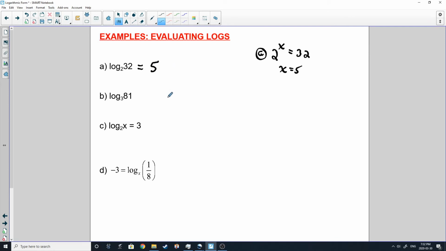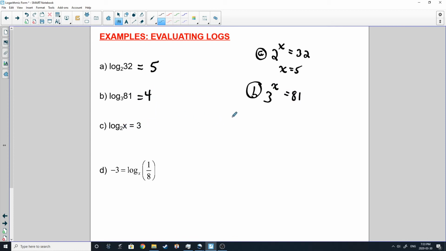Okay, let's do a little bit better on part B here. So again, I'm going to be asking myself 3. So 3 is the base. 3 to some power has to equal the argument. So that's going to have to be 4. So I can just write equals 4. Now this one is a little bit trickier.